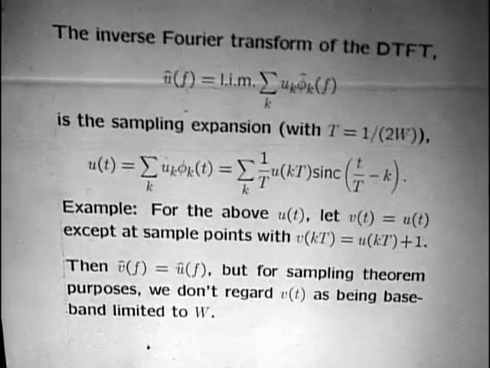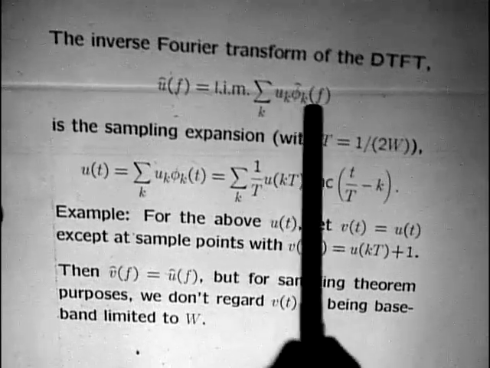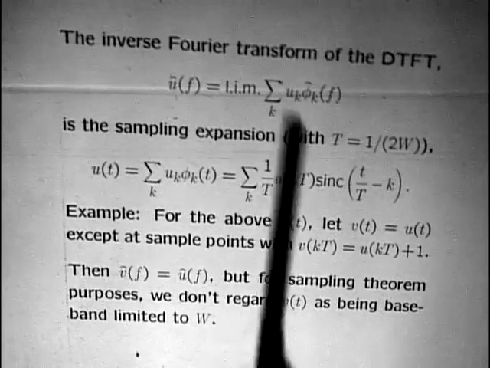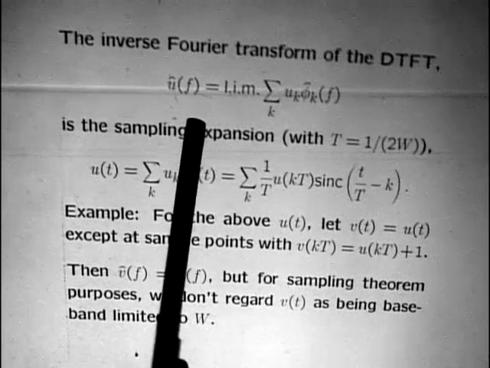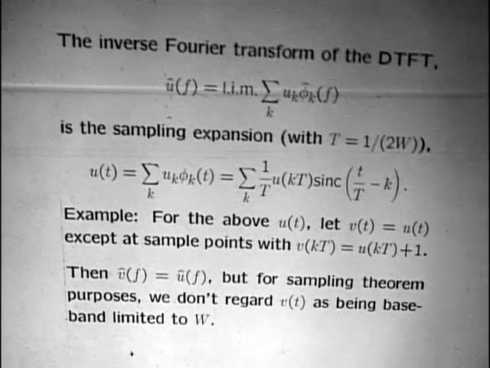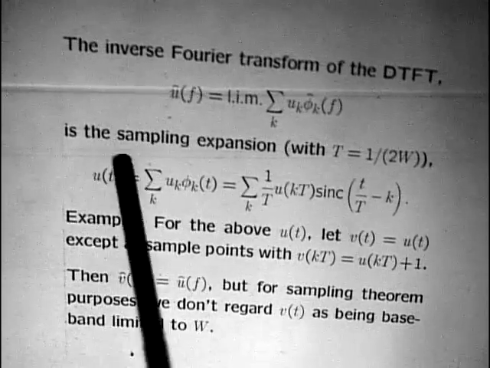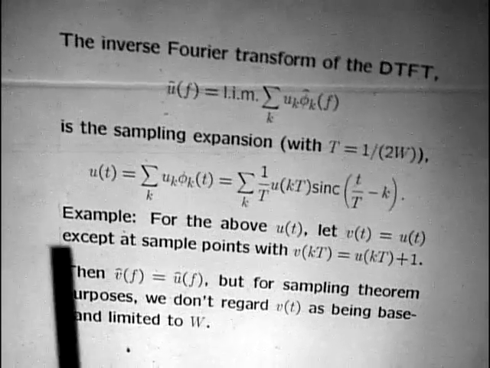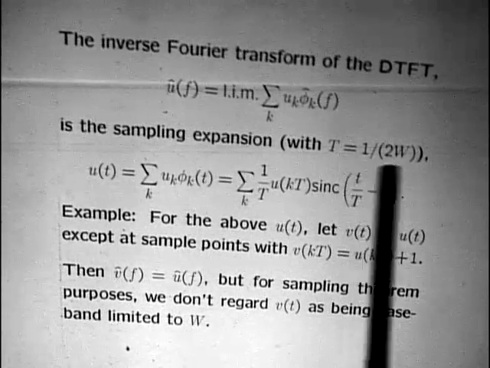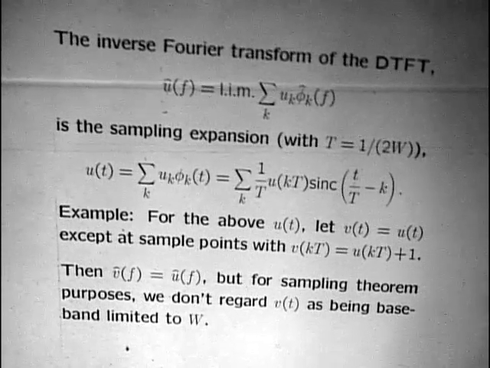So the inverse Fourier transform of the discrete-time Fourier transform, as we said, is this. It's a limit in the mean. Namely, you take more and more terms here. You get closer and closer to this in terms of energy. It doesn't say anything about what happens for particular values of f. And this is a sampling expansion with T equals 1 over 2W.